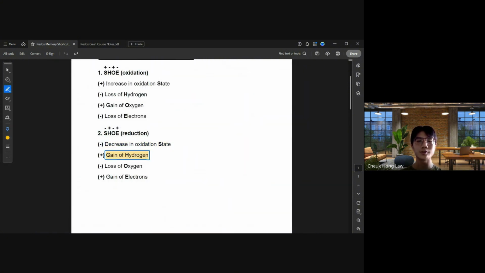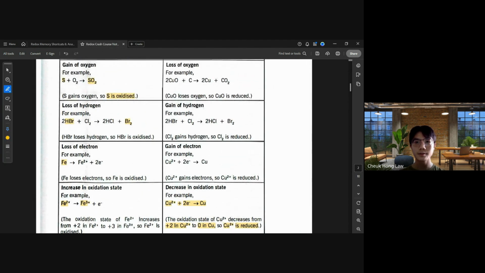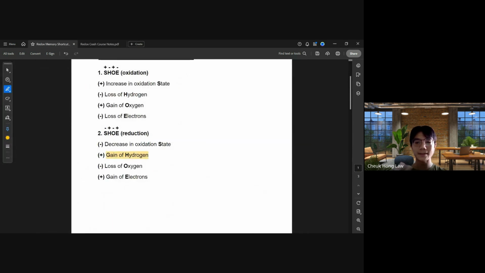Next is gain of hydrogen. Plus above H, so gain of hydrogen. If we look at the same equation as before, Cl2 on the left side and HCl on the right side. What's the difference? Hydrogen is being added, right? It gains hydrogen. So since chlorine gains hydrogen, chlorine is reduced. That's the second definition. Whatever substance gains hydrogen will be reduced.